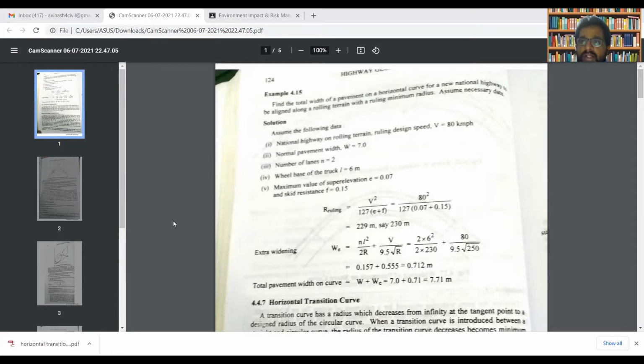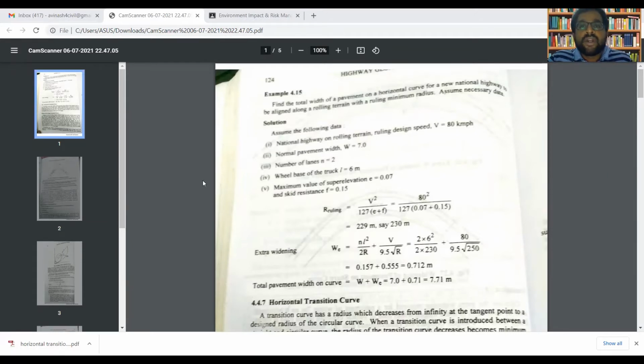So we told that there are two parts for extra widening, or extra widening can be written as the sum of mechanical widening plus psychological widening, right? And we have done one problem. So today we are going to discuss one more problem regarding that. Then we will go on to horizontal transition curve.